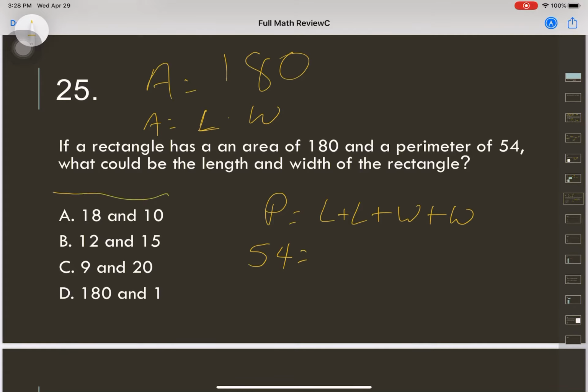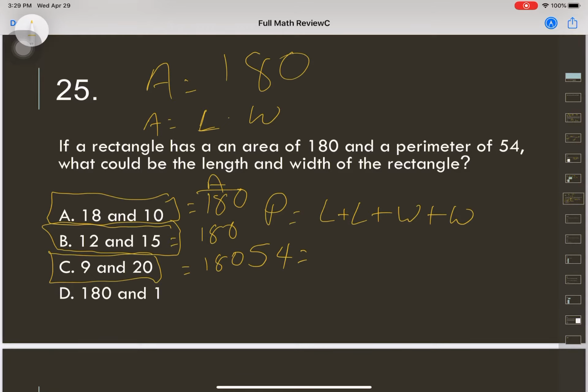So like if I use 8 and 10, if I said 8 times 10, guess what? I'm going to get 180 as my area. If I said 12 times 15, 12 times 15 is going to give you 180 as your area. So far, those two are still fitting in. 9 times 20 is still going to give me 180 as my area. And if I said 180 times 1, guess what? It's still an area of 180. So that's not helping at all.